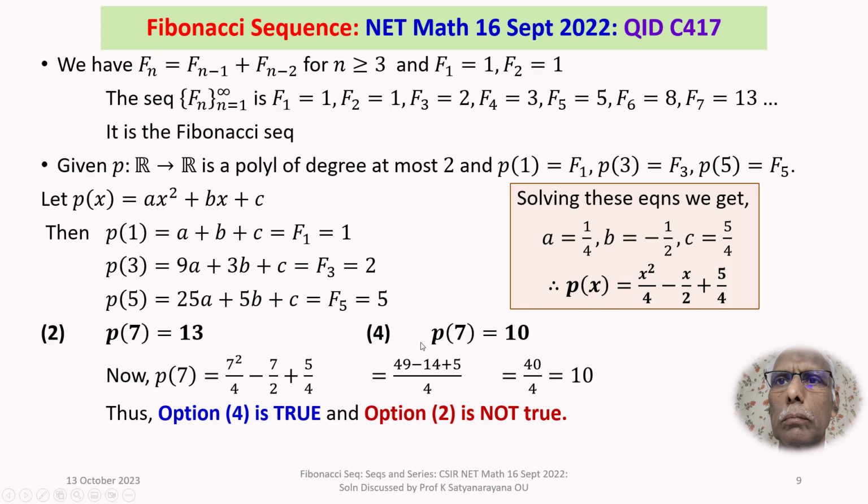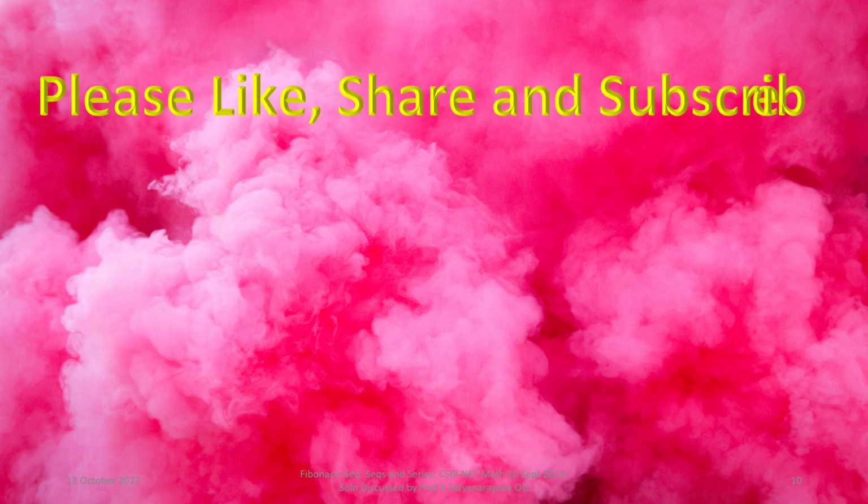So summarizing all these things, option 1 and option 4 are true. The answer to this question is option 1 and option 4. That is the detailed discussion of the solution of the problem on the Fibonacci sequence. I am sure that you have understood the solution of this problem, and I wish you all the best. Thank you.